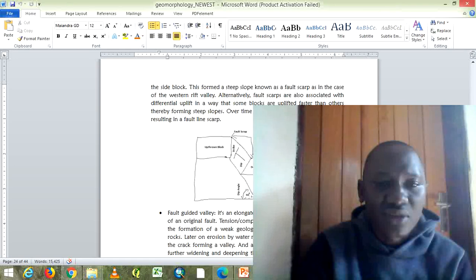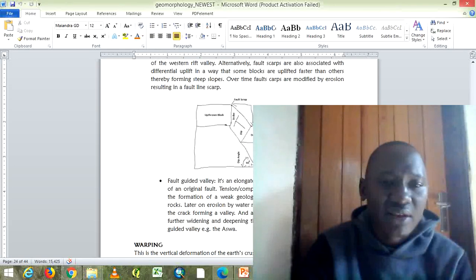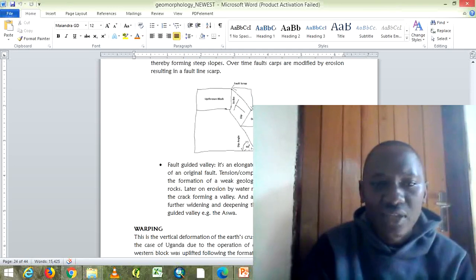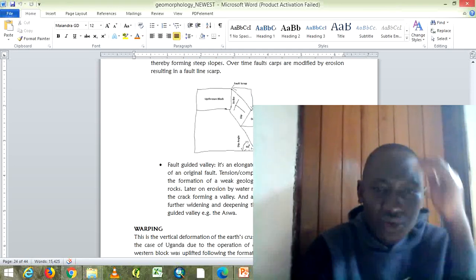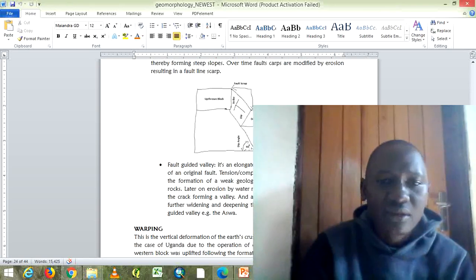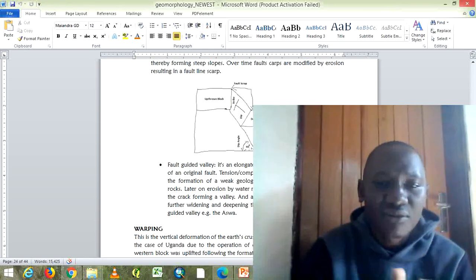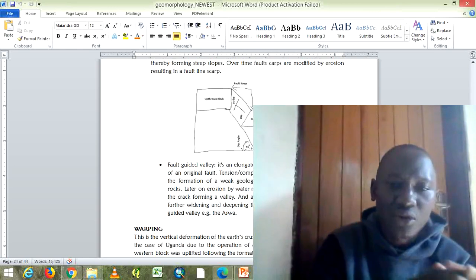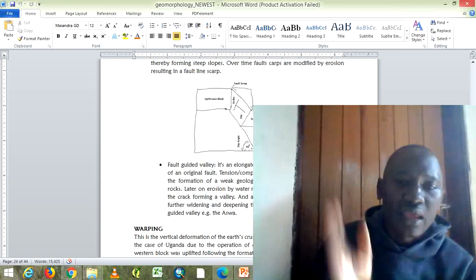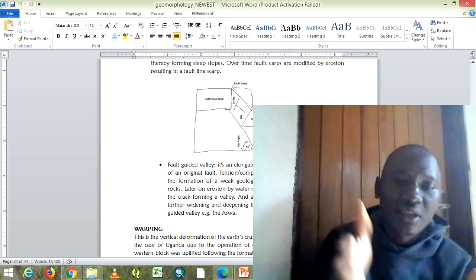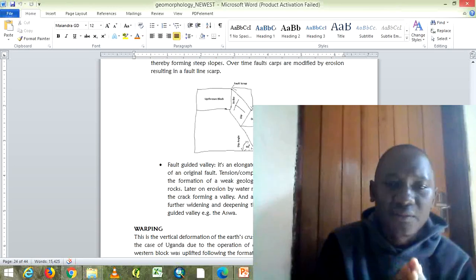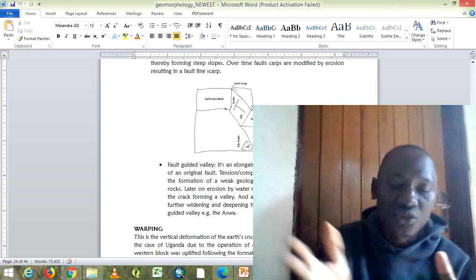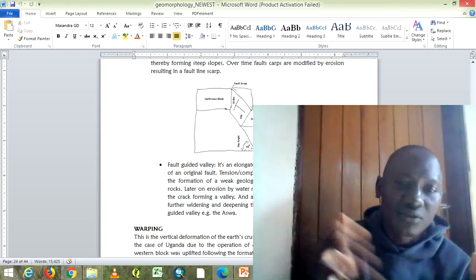And then we have the fault-guided valley, which is referring to an elongated depression that follows the cut line or the outline of an original fault. When tension and compression take place, we have tear faulting, and when this tear faulting encounters a weak geological structure, it brings about a tear fault within the crust, the surface of the earth. This tear fault is eventually widened as a result of erosion and the like, those denudation processes.